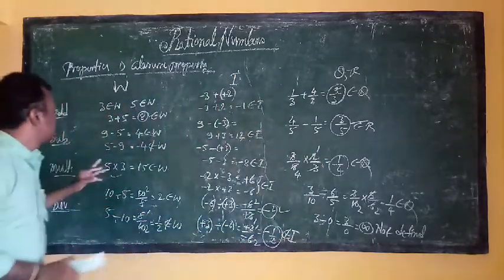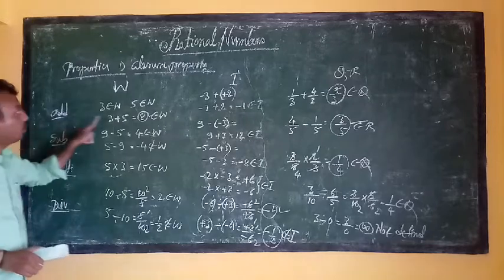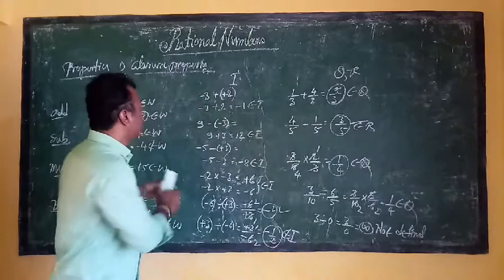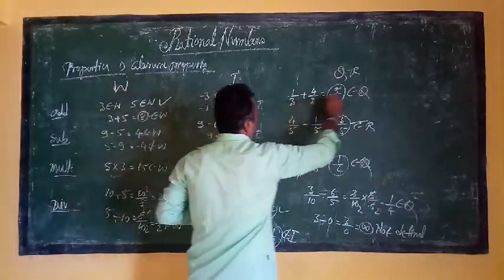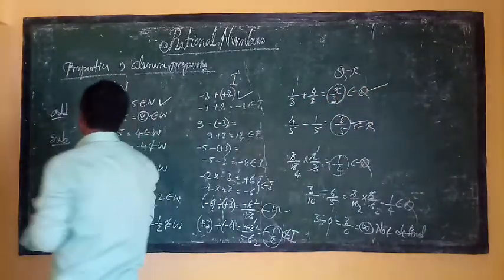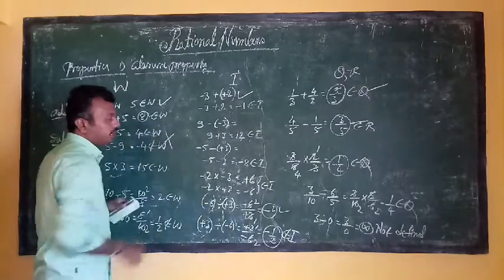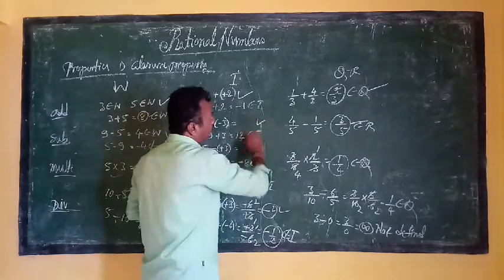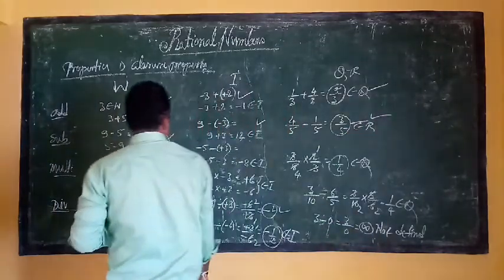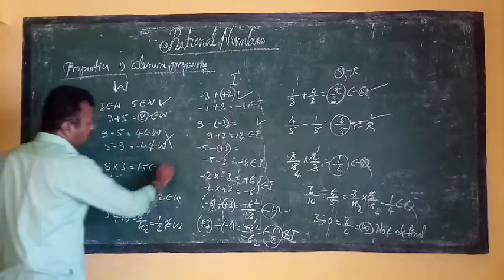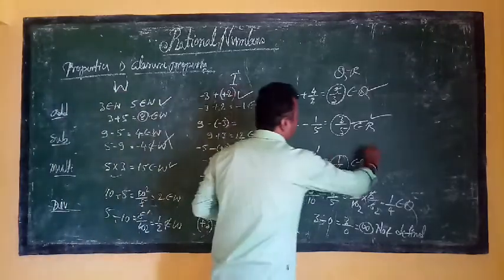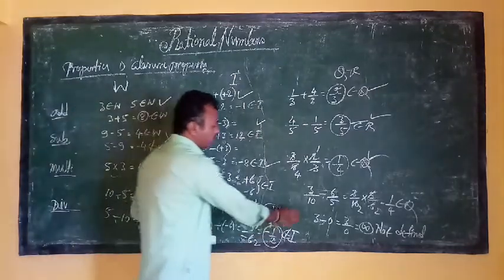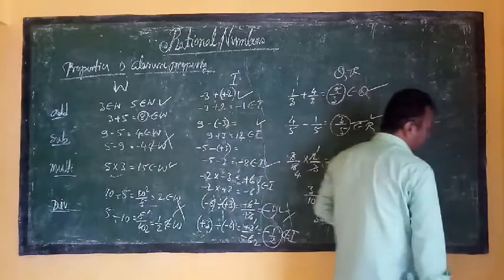Okay, students? See students, the closure property of whole numbers over addition is satisfied, integers also satisfied, and rational numbers also satisfied. So addition is satisfied for all. Here subtraction is not satisfied for whole numbers, but integers are satisfied, and rational numbers are also satisfied. Multiplication: whole numbers are satisfied, integers are satisfied, rational numbers are satisfied. But division, none is satisfied. It is not satisfied, not satisfied, not satisfied.